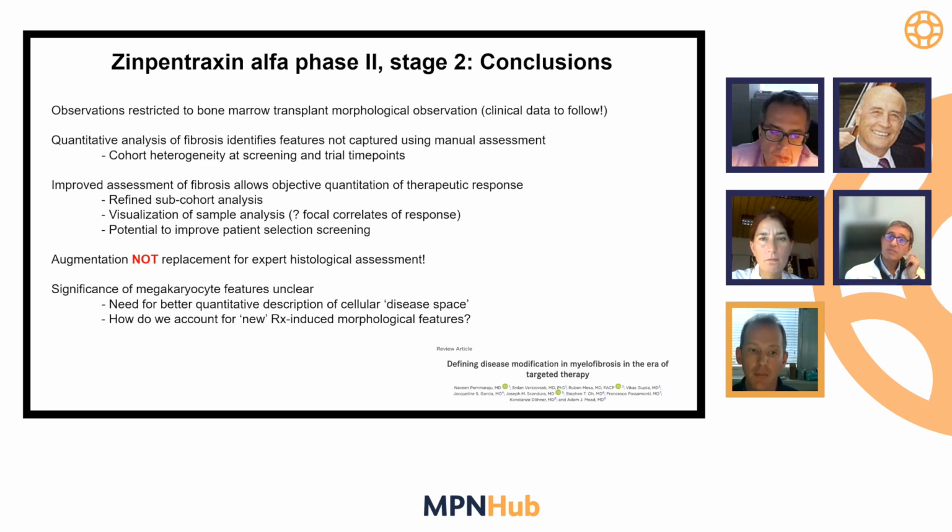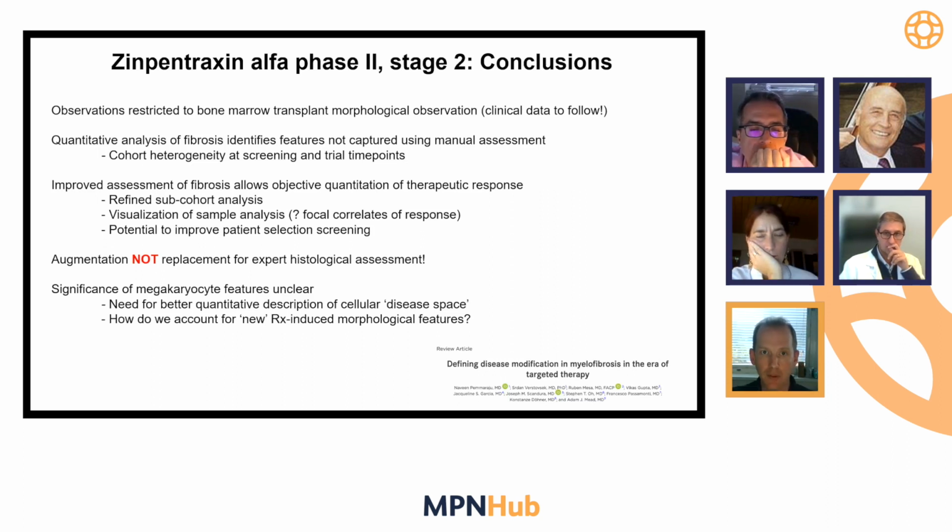Of note, the megakaryocyte features in here were quite unusual and very unlike those analyzed previously in Oxford. I think this reflects the fact that we haven't yet seen in our analysis in Oxford many patients that were heavily pretreated, certainly not those who've been pretreated with RUX. So we know we have to do more work in describing disease space, and clearly this warrants further work more generally.